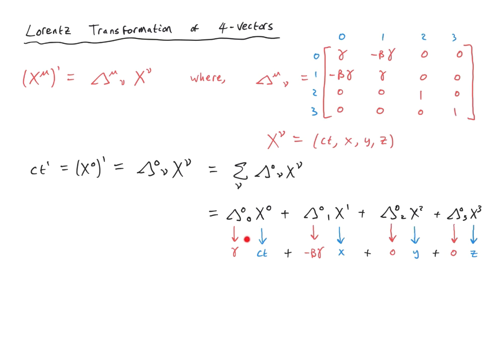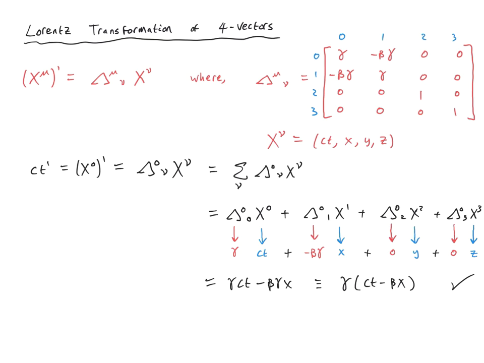We have lambda 0,0 is this component gamma. Lambda 0,1 is this component minus beta gamma. Lambda 0,2 and lambda 0,3 are both 0. So actually, these last 2 terms don't contribute. Overall, therefore, we simply have that ct primed is equal to gamma ct minus beta gamma x. Or I could just write that by factorizing out this factor of gamma as gamma into ct minus beta x, which is indeed the equation that we're looking for.